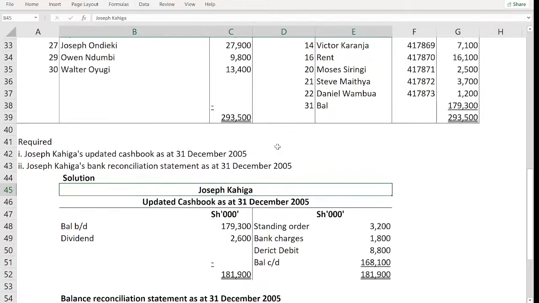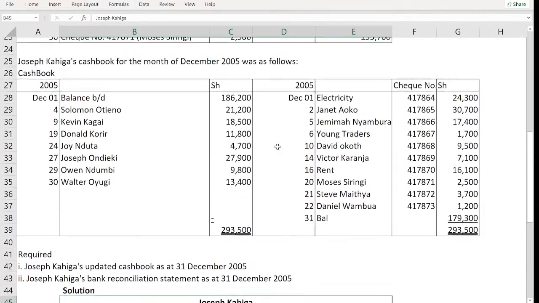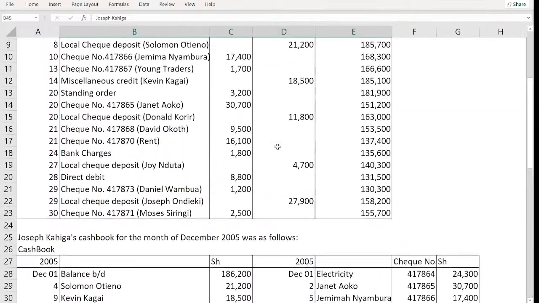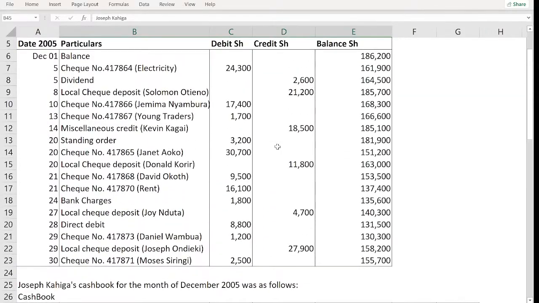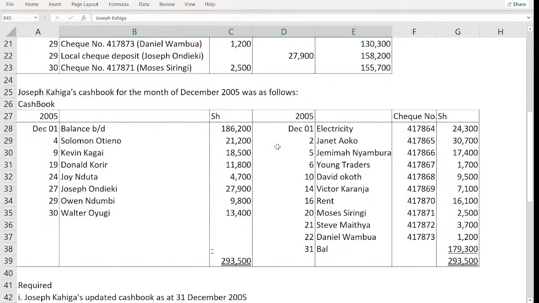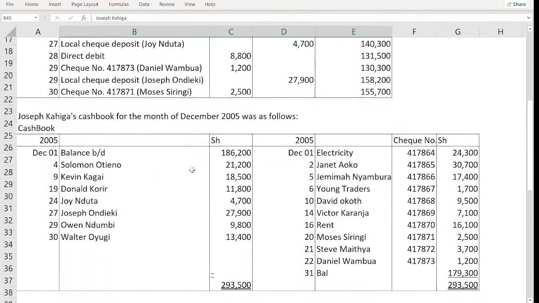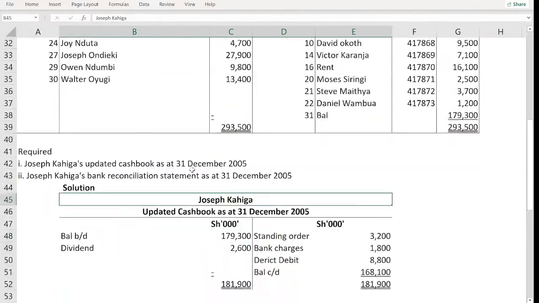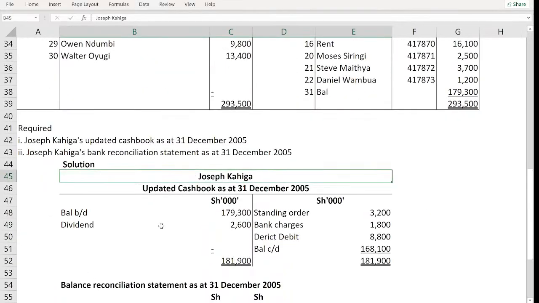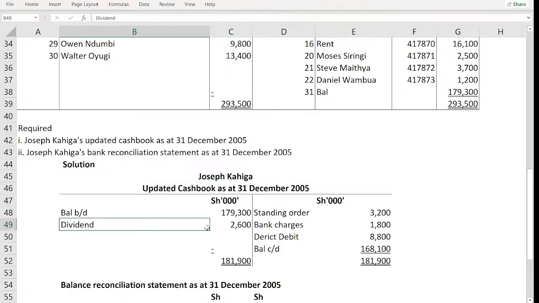So here, as you can see, there are things that are on the bank statement, but they are not on the cash book. So we are comparing things on the bank statement that are not in the cash book. So we have, like, dividend. Dividend is not on the cash book. So we are going to debit that since it's our income. It is increasing the assets, so we debit that.